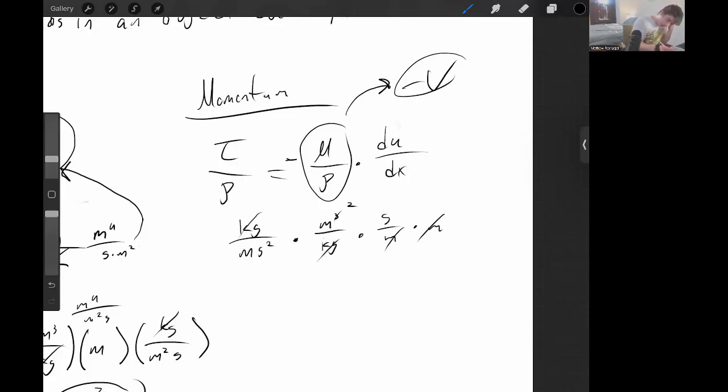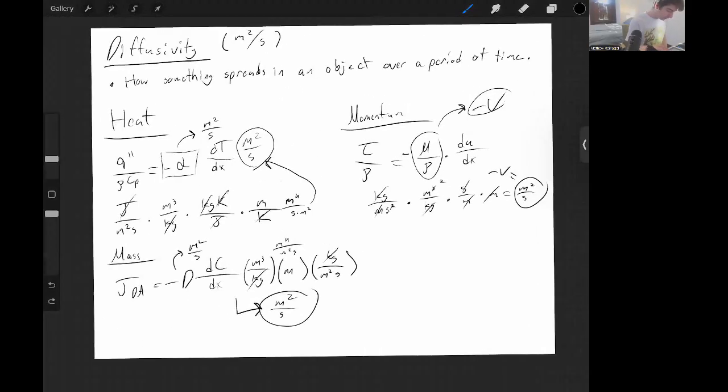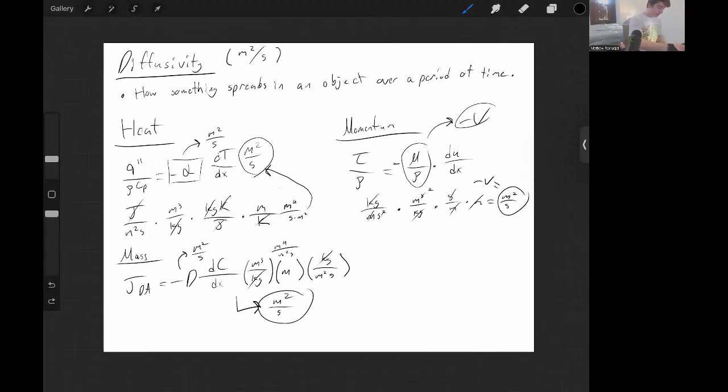We're going to simplify our kilograms, simplify our seconds, and we are left with meters squared per second with the diffusivity. So I'm going to go ahead and move on, because I know that's kind of confusing to follow. But yes, as you can see, we have related heat flux, momentum flux, and mass flux with a diffusivity in regards to a concentration gradient and proved mathematically, once all units are simplified, that the diffusivity is always going to be in meters squared per second.